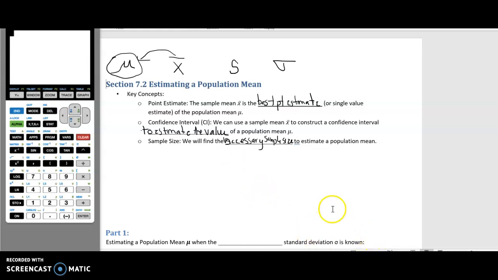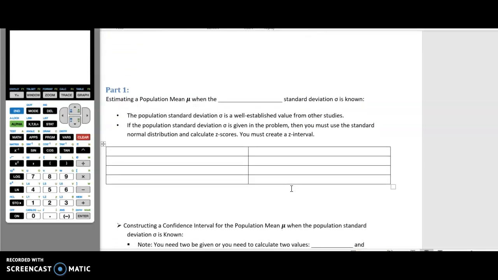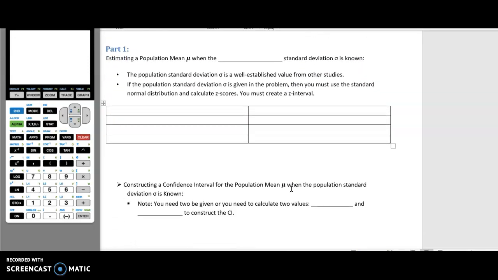Okay, so we're going to start with part one. This section's broken up into two parts. And so first, we're going to look at estimating a population mean mu when the population standard deviation is known, right? So what this is saying is that somewhere in the problem, they're going to tell you the population standard deviation. It's given in the problem.